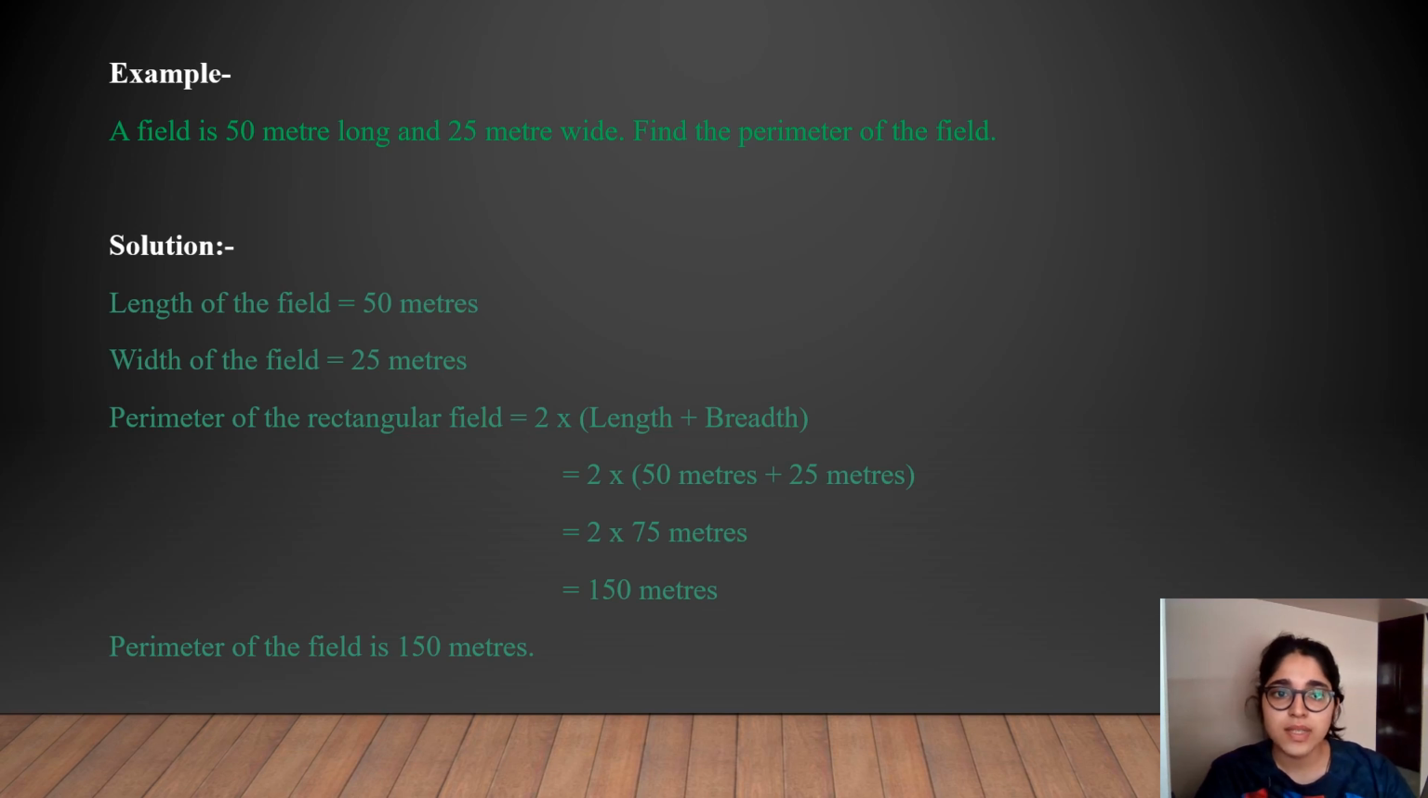In this example, we see that the length is 50 meters. Whenever long has been mentioned, it means it is the length, and width basically means the height, which is 25. To calculate the perimeter, we know that it is 2 times the length added to the breadth. So we will have 2 multiplied by 50 meters plus 25 meters, and then we directly solve it further. So we get that for this particular sum, the perimeter of the field is 150 meters.